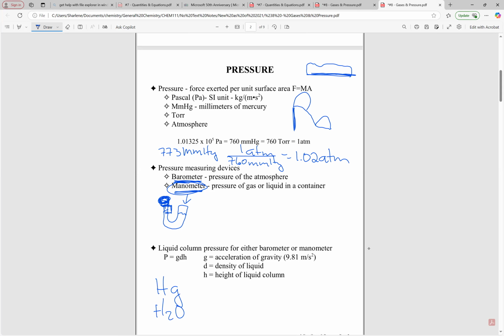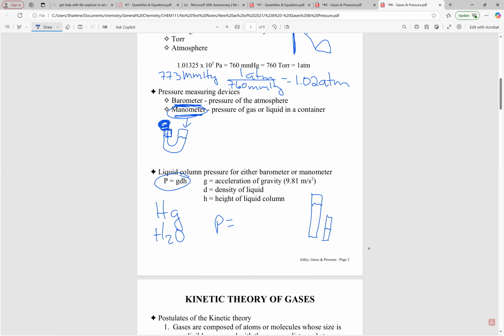And if you wanted to figure it out yourself, the pressure is equal to the acceleration of gravity, like how much is pushing down on it, times the density of the liquid, times the height of the column. And so you could actually calculate how tall a water column would have to be compared to a mercury column. Again, probably not very useful, but if you needed to, you could determine what liquid you could use. And then thermometers sometimes use alcohol.